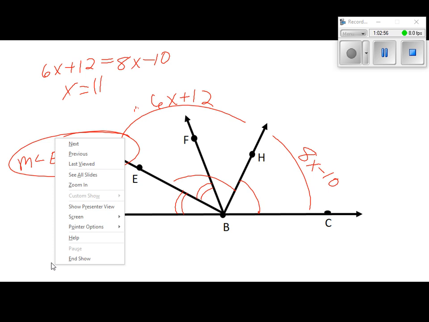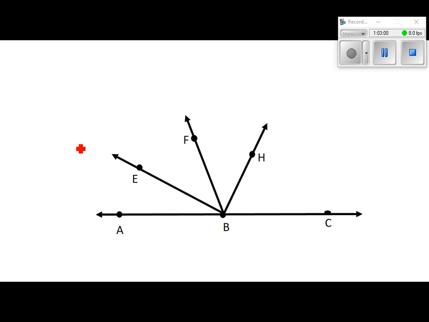About 6 minutes left. Next one, this one's a little tougher. Number 8. The measure of angle ABF, that's this whole angle, is 7B minus 24.